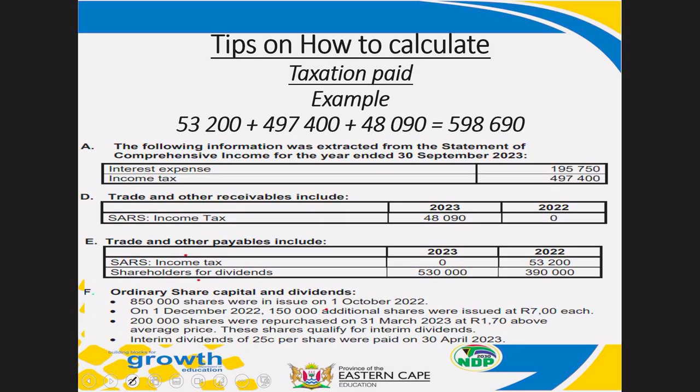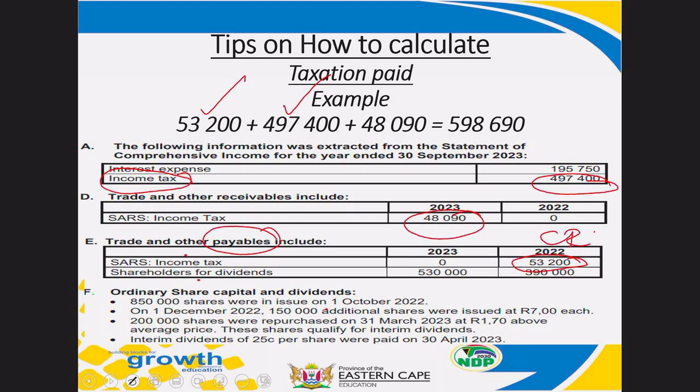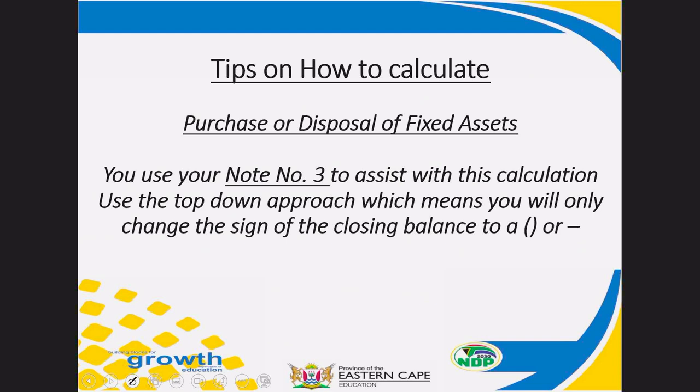Okay, here's an example. Grade 12s. 53,200 is your opening balance, which comes from here. It's under your payables. Therefore, it's a credit balance. Therefore, it's positive. You're going to pay that amount at the beginning. Then the next thing you're looking for is your income tax, which you get from your statement of comprehensive income, 497,400. And then the closing balance, you can see it is here under your receivables. Therefore, it's a debit closing balance. Therefore, you've paid the amount of money. At the end, the final answer is 598,690.